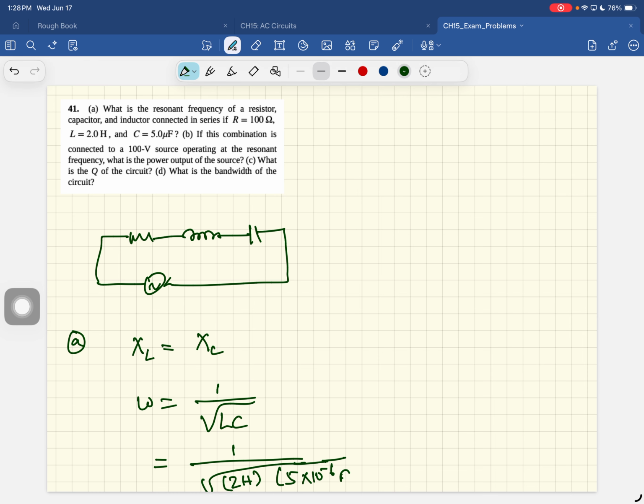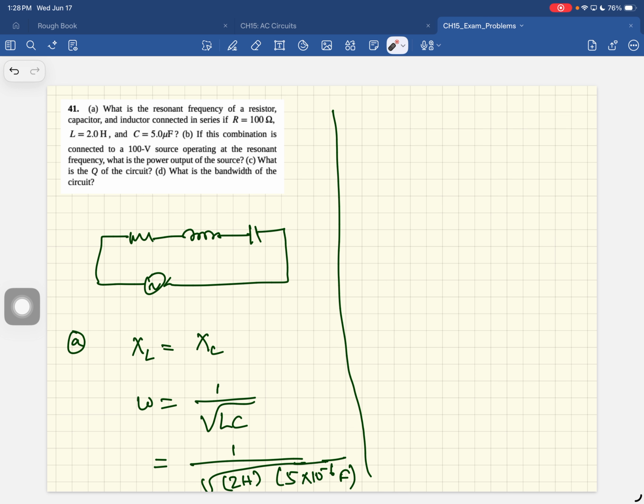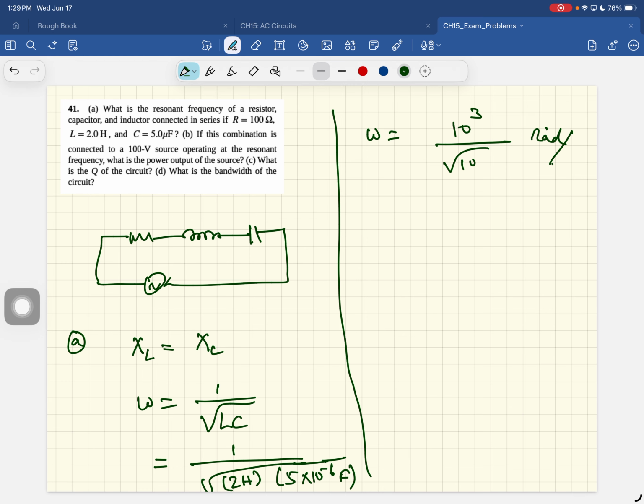So omega naught was 316 radians per second. So omega naught plus or minus delta omega by 2 is 316 plus or minus 25 radians per second. So if you go to 316 plus that, 341 radians per second, this is 316. That's when you get maximum power. And if you operate at 341 radians per second, you're only delivering half the power.